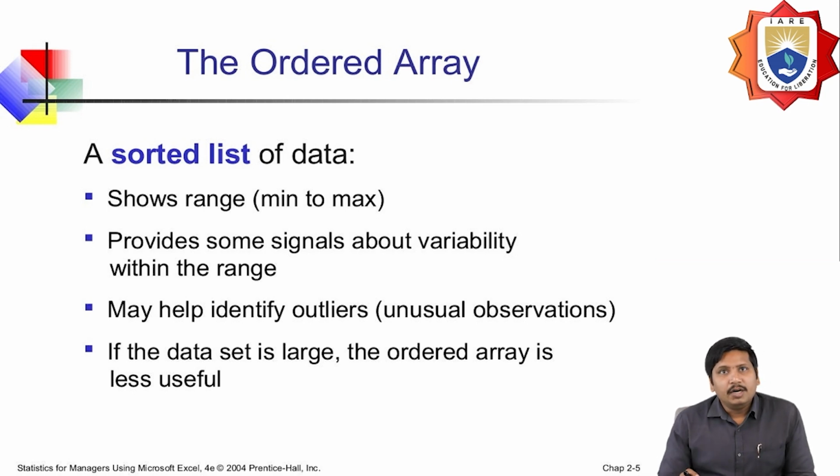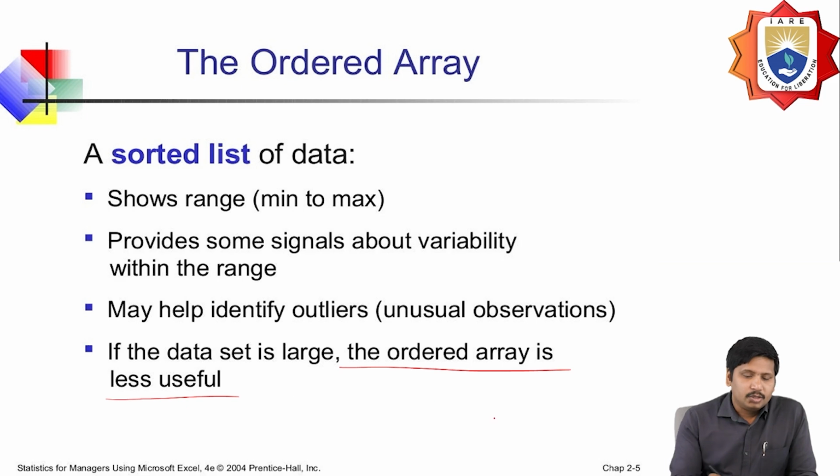So the ordered array is applied on a sorted list of data, and it should also provide some signals about the variability and help to identify outliers. If the data set is large, then the ordered array is less useful. That is a drawback of this method.